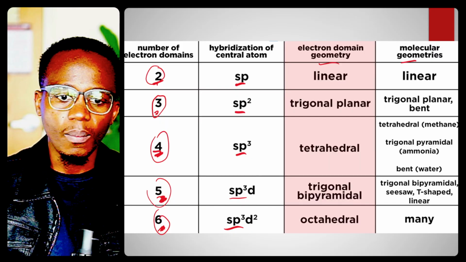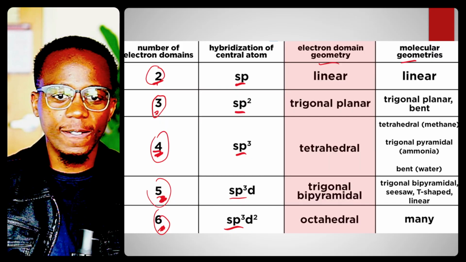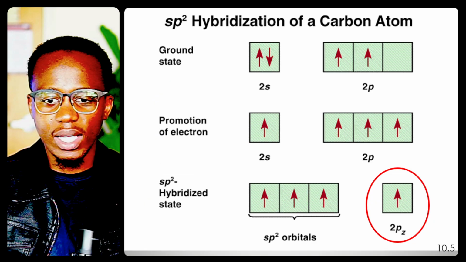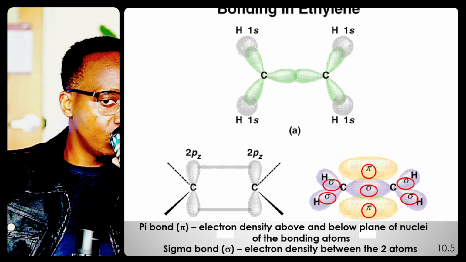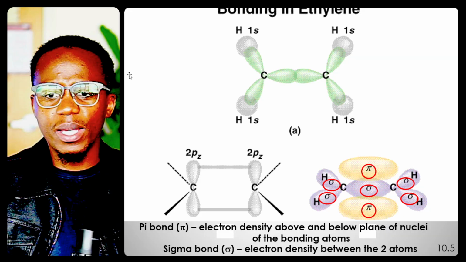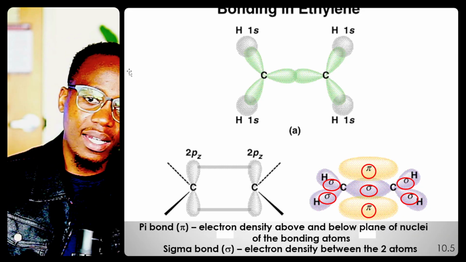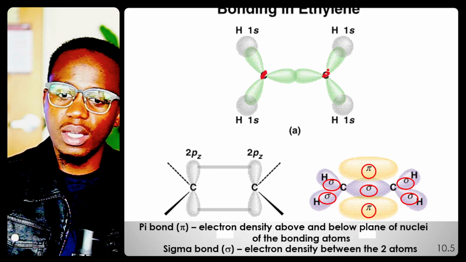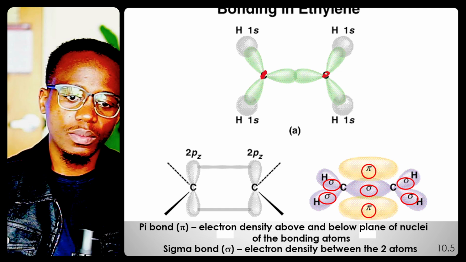So again, to give you an idea of how it looks, for example, the sp2 kind of looks like this. Let's look at something a bit more complex, like ethylene. Ethylene will take 2 carbons, 2 carbons here. So ethylene is CH.